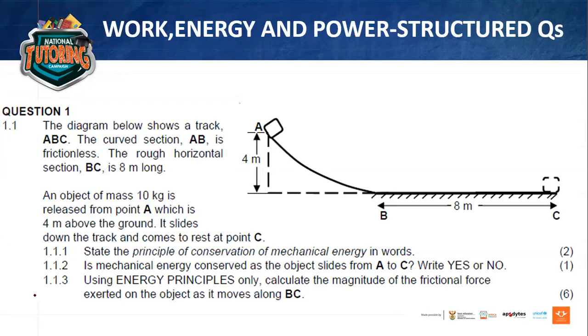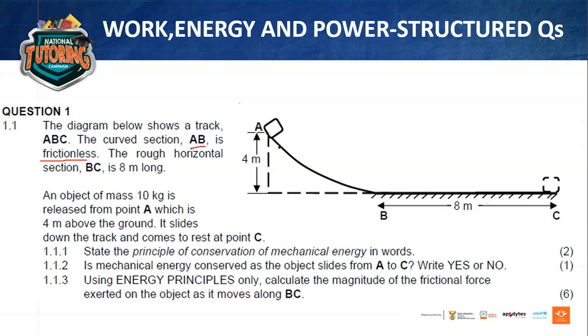It reads as follows. The diagram below shows a track ABC. So there's a track ABC. The curved section AB is frictionless. Right? Now, as you read the questions, you must definitely underline the most important keywords. And the rough horizontal section BC is 8 meters long.